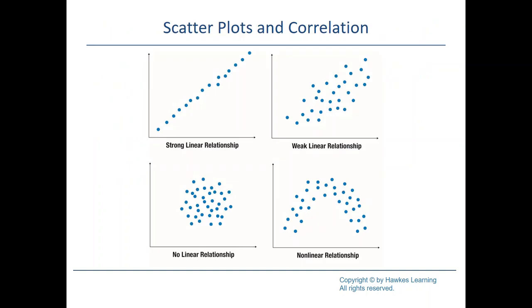Now, when talking about scatter plots and their correlations, they can have what we call a strong linear correlation, meaning it's really all tightly clustered around that straight line that we were talking about. It could have a weak linear relationship, meaning it still looks like it patterns itself in a straight upward line, but it's a little bit more scattered. We could have something where it's not even linear at all. So this doesn't look like a straight line. This just looks like all these dots in one area.